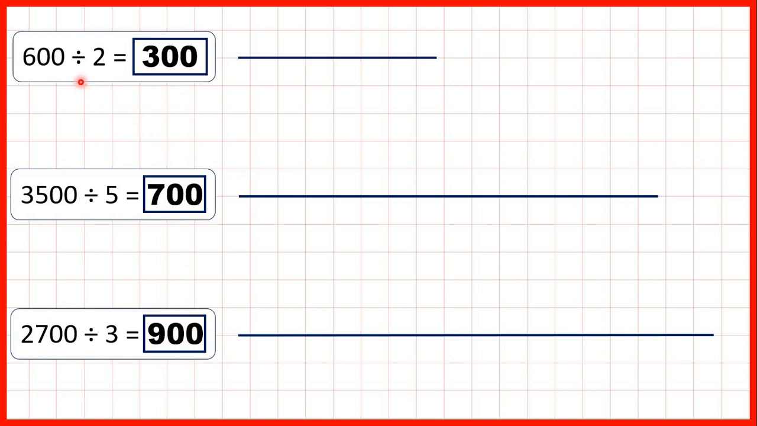So for this first question, 600 divided by 2, we know that one way to divide is to count up in steps of the divisor until we get to our dividend. But it would take us a long time to count up in steps of 2 until we got to 600. So instead, let's count in steps of 100 times 2, so in steps of 200. We have 200, 400, then 600.